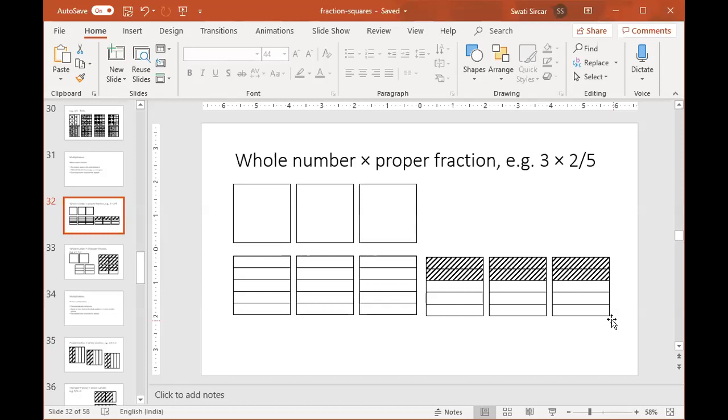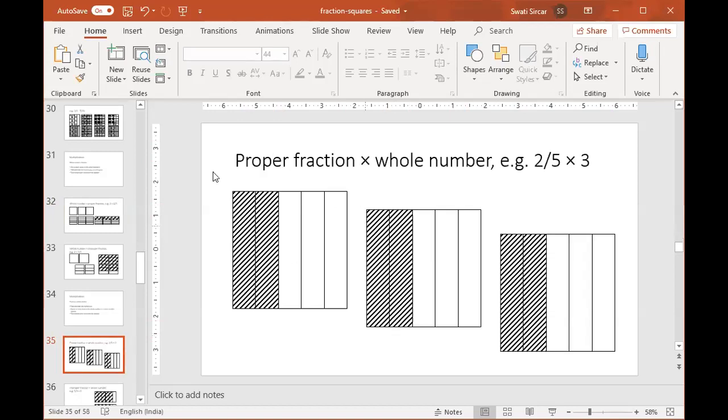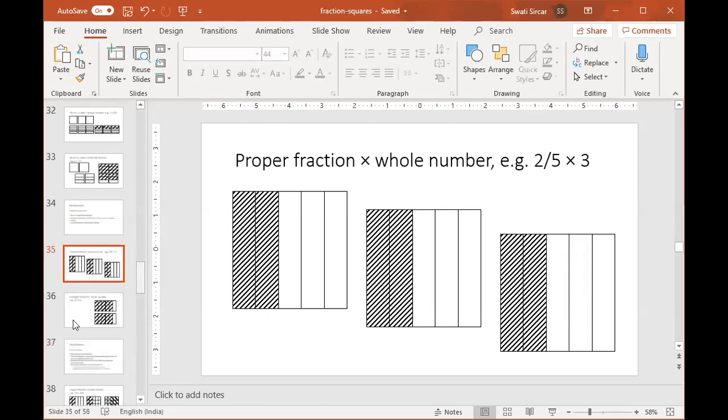However, the process to get there was different. In case of whole number times proper fraction, you started with the whole. In case of proper fraction times whole number, you started with one proper fraction. So the end result will be the same, and that's understandable, but to get there, it is different.